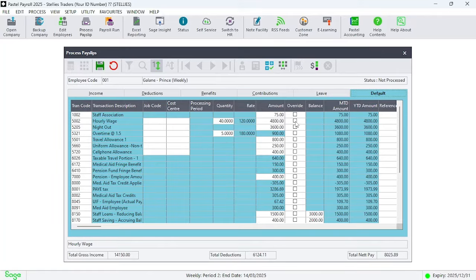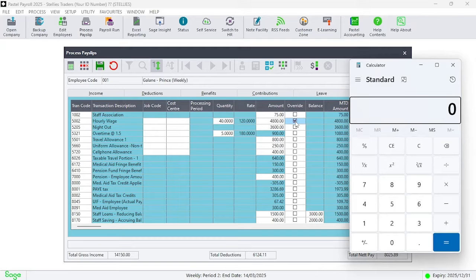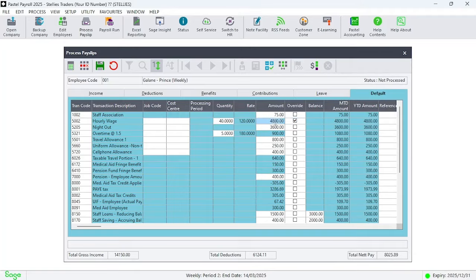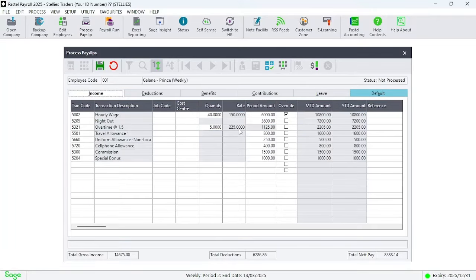Now here is an option that we could consider, and that's by overriding. What we can do is the following: function F9, which is going to give us the calculator, and we take 40 hours as default and multiply it by the new tariff per hour, which is 150. We got 6,000. Now you can go and capture the 6,000 there, and the result will be that your rate per hour will change to 150 rands. There it is. And here's the better news, that has now changed to 150.